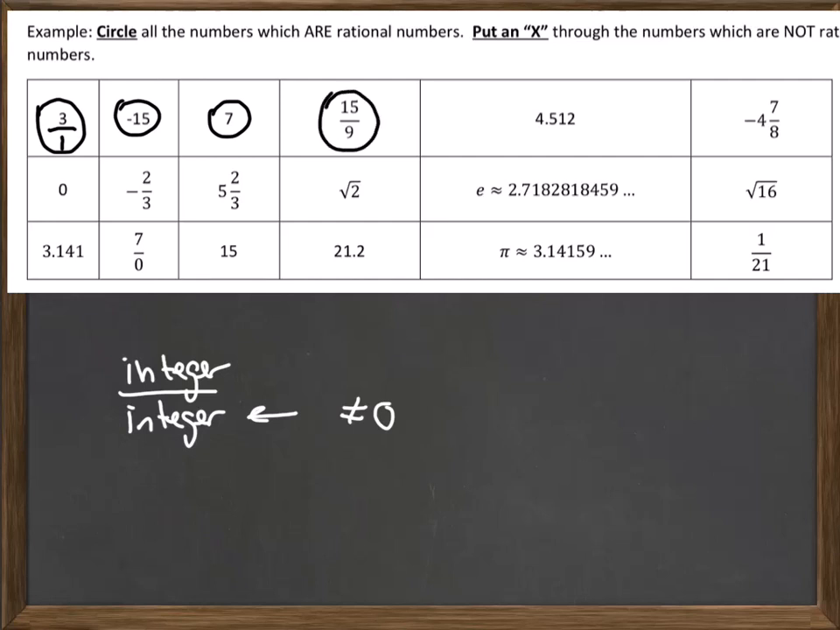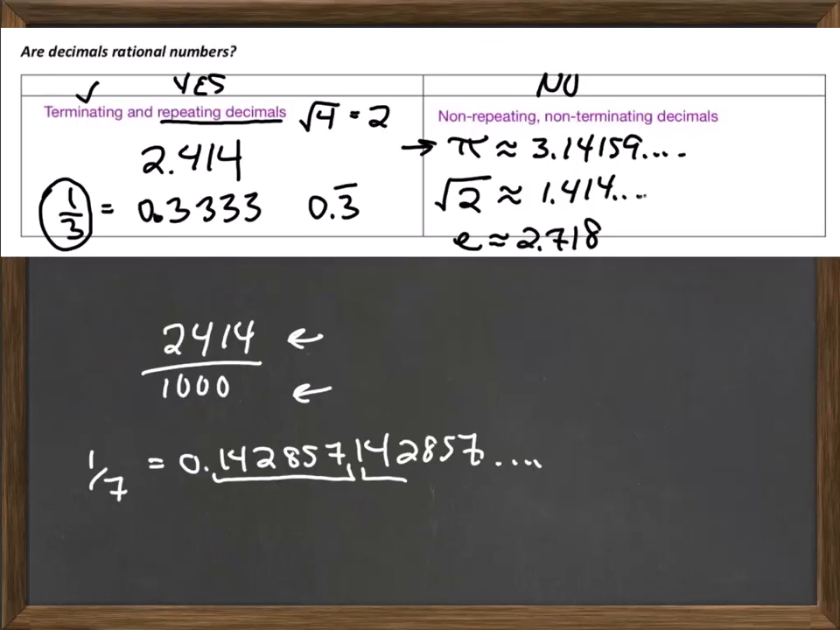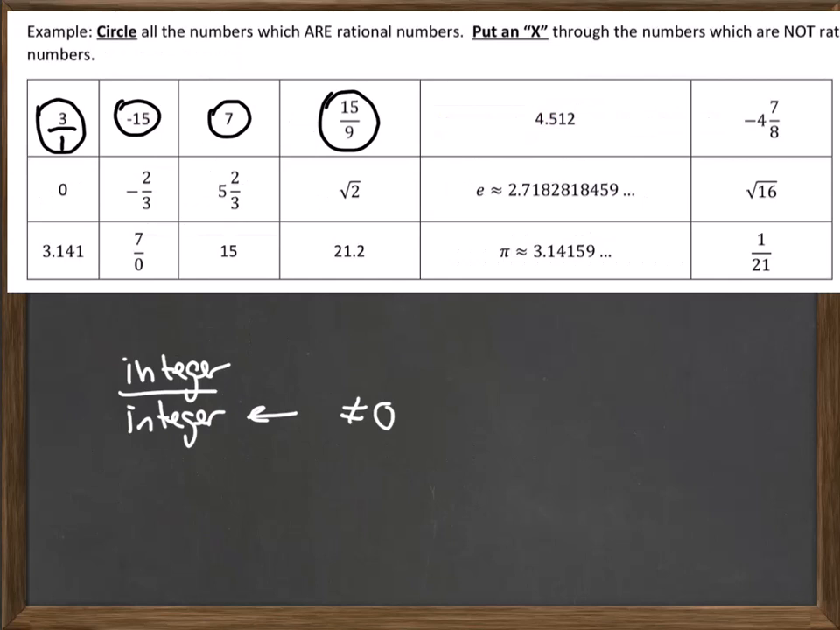Okay, what about 4.512? To figure this one out, we need to go back to the previous page. Is 4.512 a terminating or repeating decimal? Well, it is a terminating decimal. In other words, it ends. It only has 3 digits. And if you forget, or if you want to watch that other video that I made, you could rewrite it as 4,512 over 1,000. So it is a rational number.